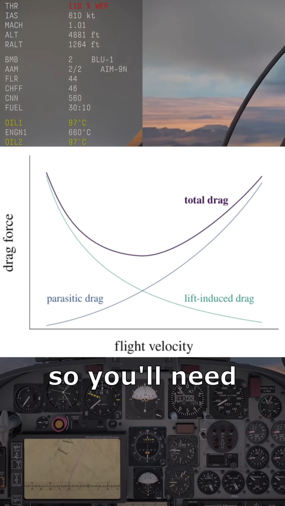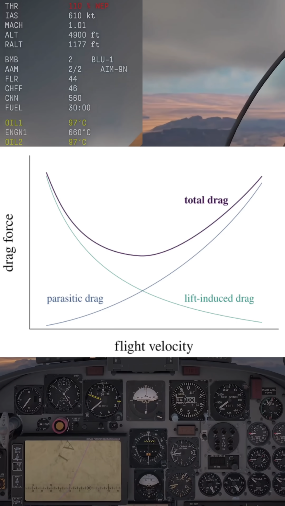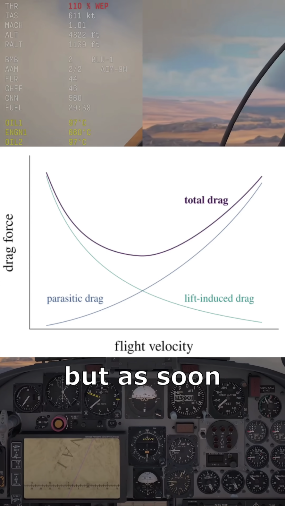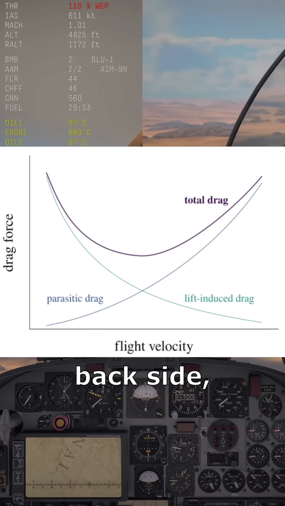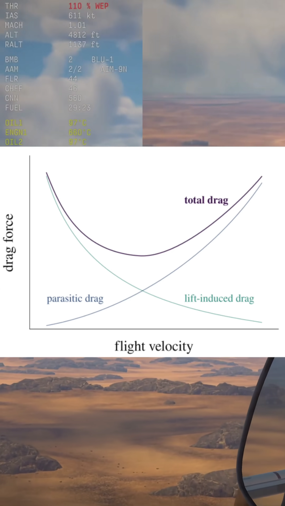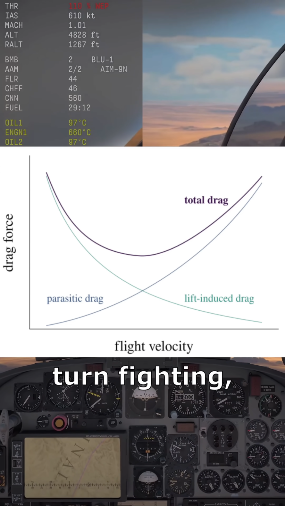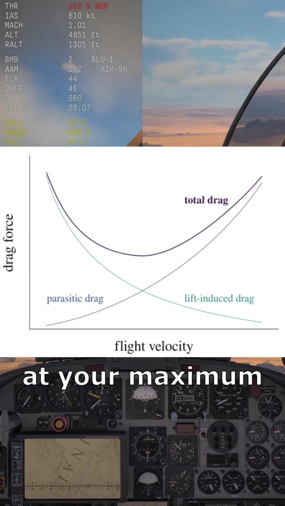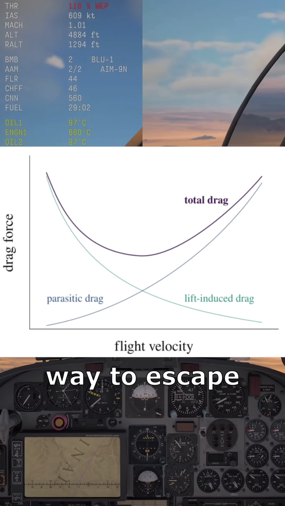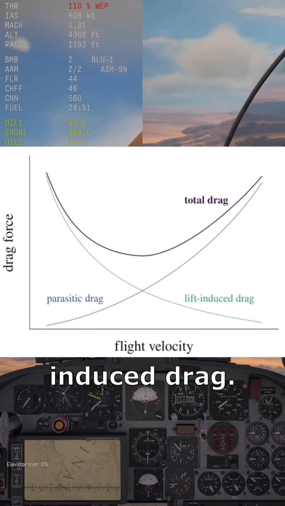So you'll need more engine power to sustain a lower speed. But as soon as it hits the backside, you're gonna be stuck at a certain speed unless you make some drastic changes. And typically in a game like War Thunder, where you're turn fighting, you're already at your maximum power. So the only way to escape this is by nosing down, decreasing your induced drag.